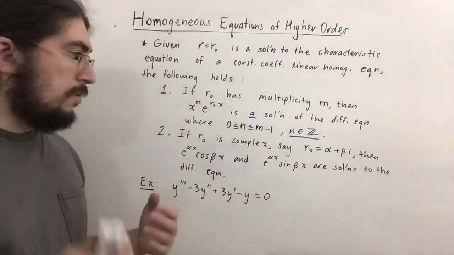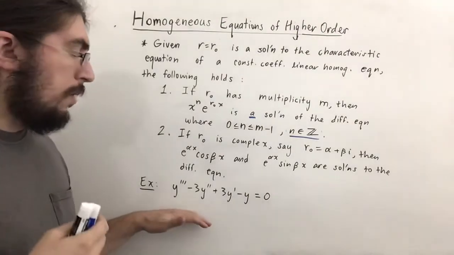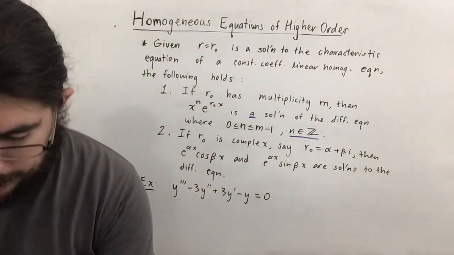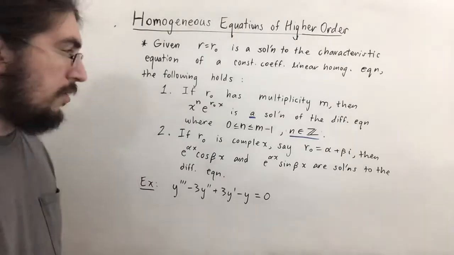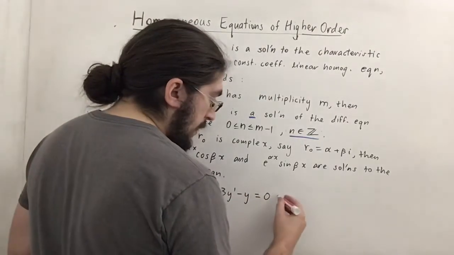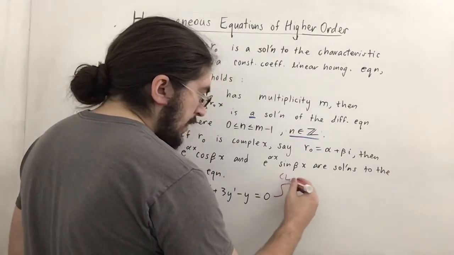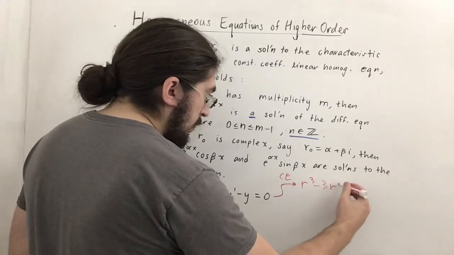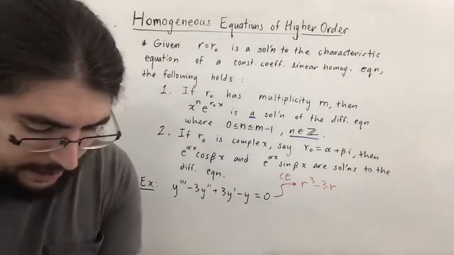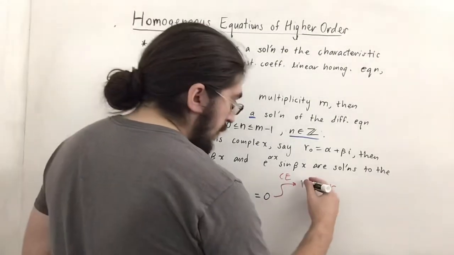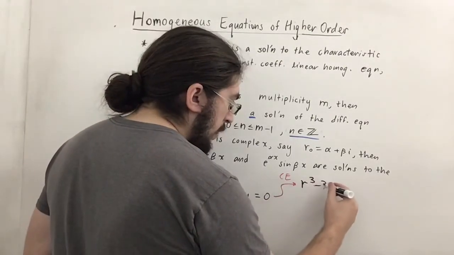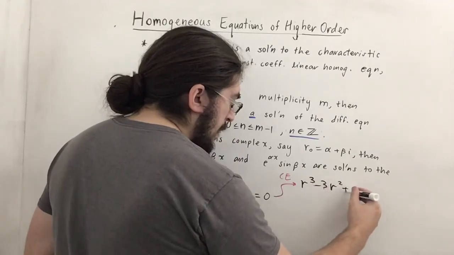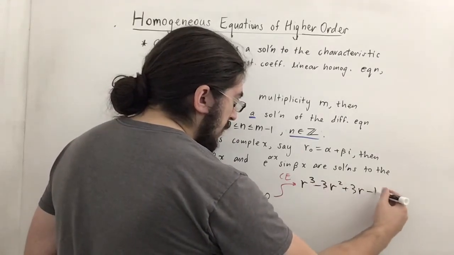A lot of these ideas we'll use together, but first what I want to do is solve this example here. The way I'm going to do this is first convert to a characteristic equation. The characteristic equation, of course, is going to be r to the third minus 3r squared plus 3r minus 1 equals 0.